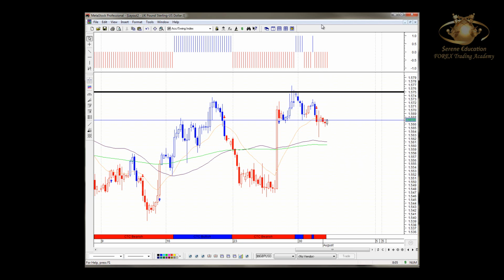We have a red arrow. Everything's red across the board. The only thing we could look at is a potential target here at the 15600 mark.